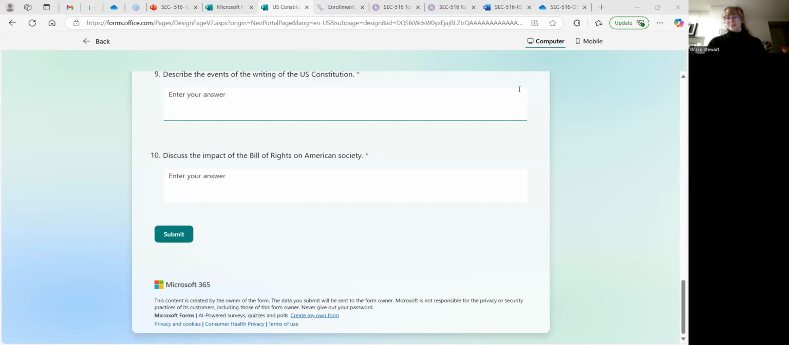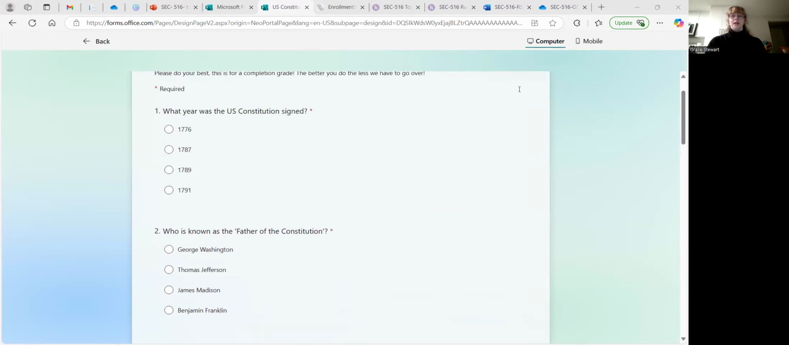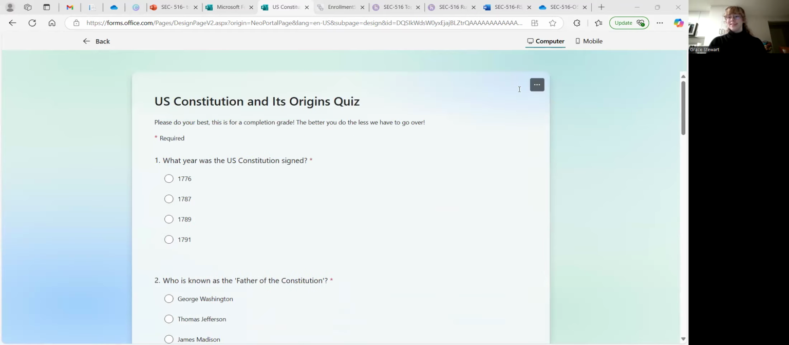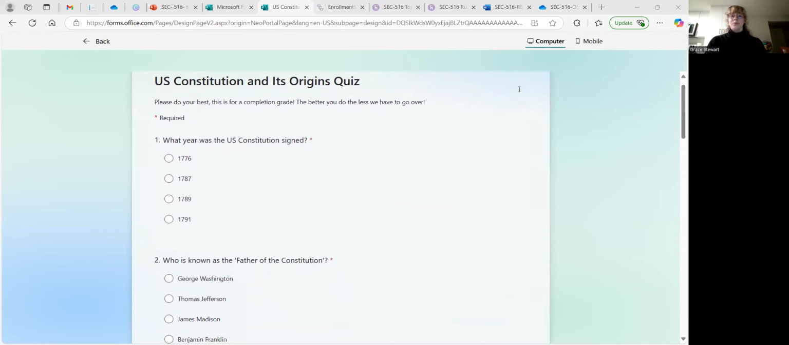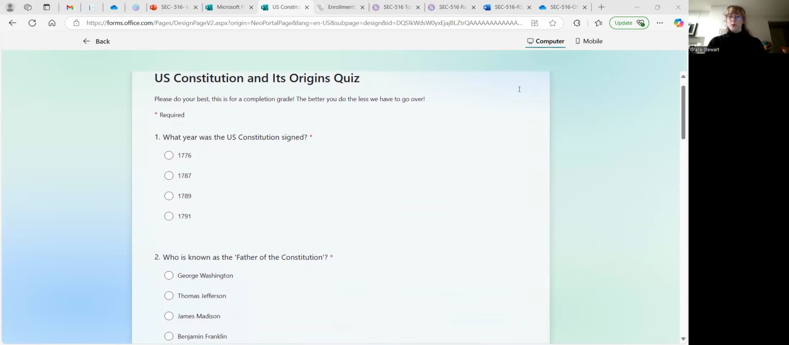And this is my example of a formative assessment on a unit regarding the US Constitution and its origins. Here we have a great example of a formative assessment, which would be an online quiz or poll. This example uses the technology that students would have in a one-to-one classroom where each student has access to a computer.